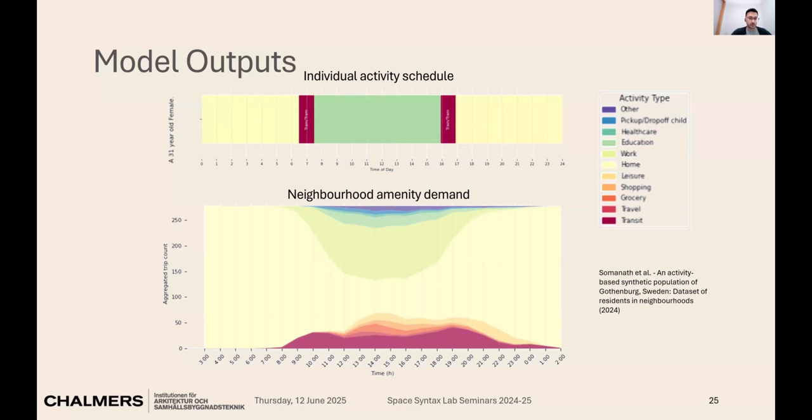The other outputs from the model, you can look at aggregated outputs at a neighborhood level. So that's the bottom figure where you have the entire neighborhood amenity demand. So at different hours of the day, what activities are different synthetic agents engaged in. But you can also zoom into individual level activity schedules, where you can have an individual activity where somebody is first at home, then takes a tram to go to school, for example, and then takes the tram back home.